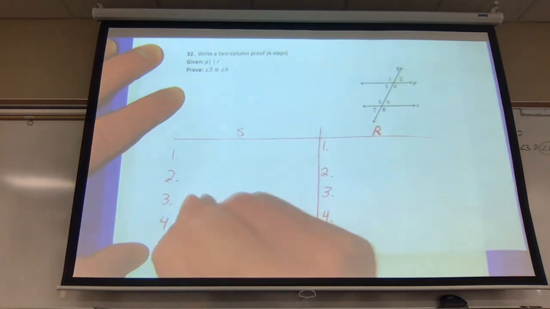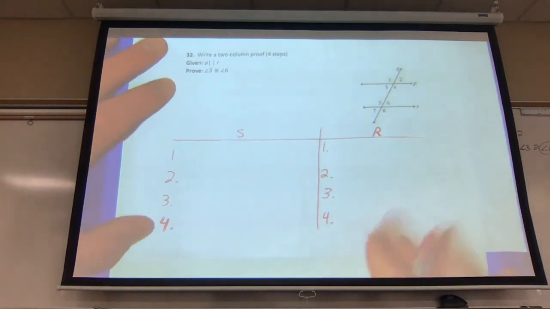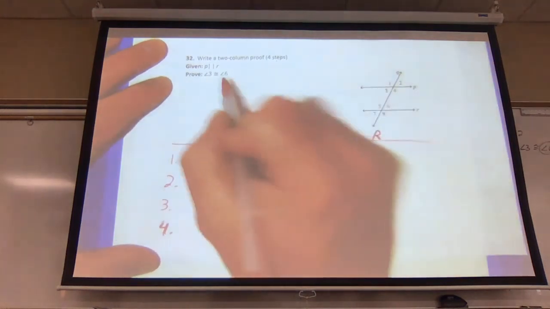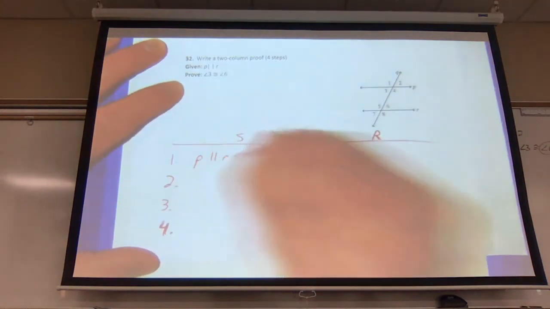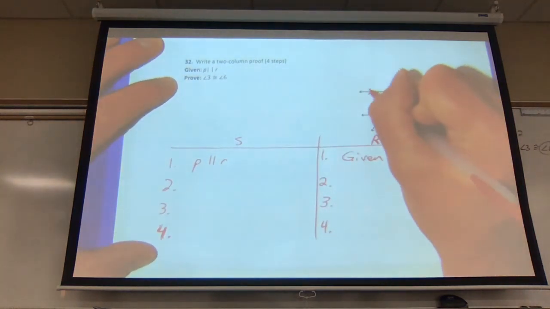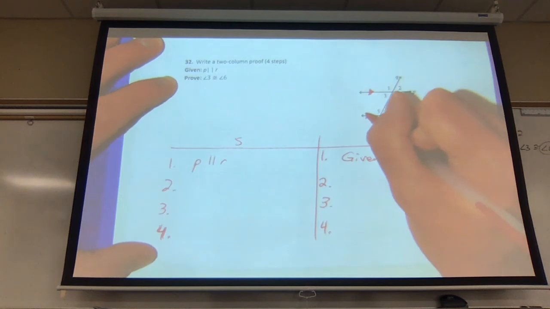And there's a pretty good chance you guys can come up with every step yourself. First step, what are we going to do first? Start with the given. P is parallel to R again. I'm going to mark the picture. P and R are parallel to each other.